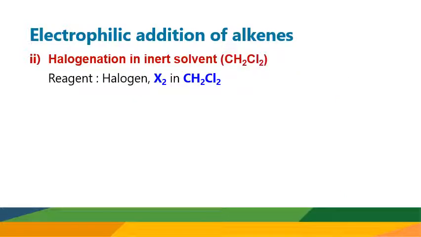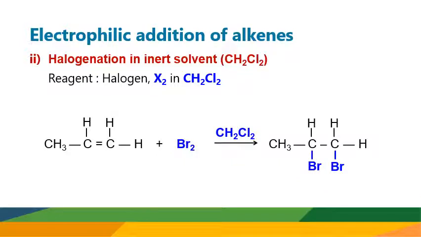The next example is halogenation in the inert solvent CH2Cl2. The reagents used in this reaction are the halogen and CH2Cl2 as the solvent. If we have an example of propene reacting with bromine in CH2Cl2, we will produce dibromopropane, which involves the addition of bromine atoms to each carbon of the carbon-carbon double bond.